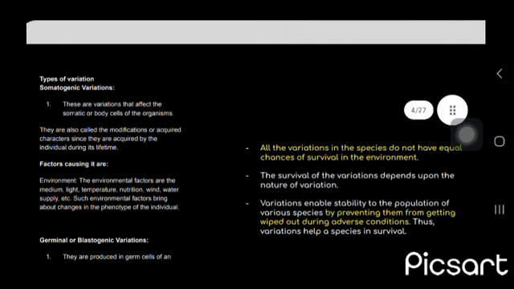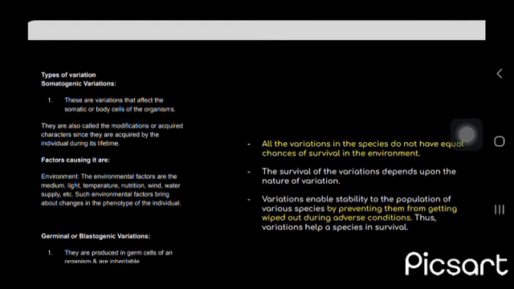So, how many types of variations are there? First, somatogenic variations. These are the variations that affect the somatic or body cells of the organism. They are also called modification or acquired character, since they are acquired by the individual during its lifetime. The factor causing them is the environment. The environmental factors are medium, light, temperature, nutrition, wind, etc. And such environmental factors bring about changes in the phenotype of the individual.